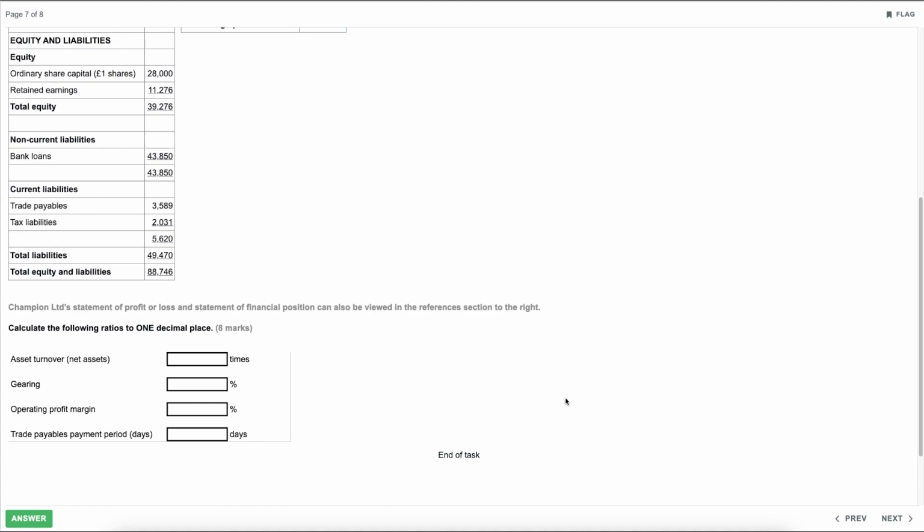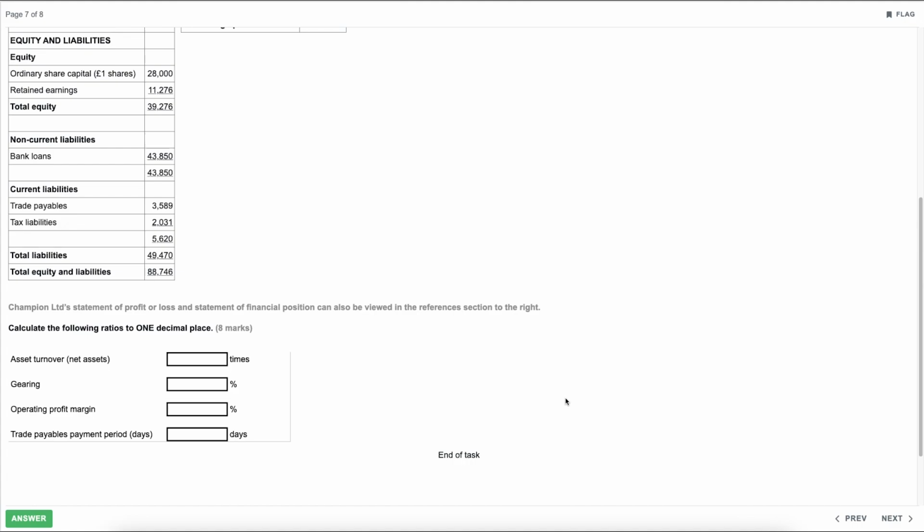So we've got asset turnover using net assets. We've got gearing, operating profit margin, and trade payables payment period in days. Now, there's no excuse on these. I know there's a lot to learn, but once you've learnt them, you should be absolutely fine. We should be getting full marks on this task.